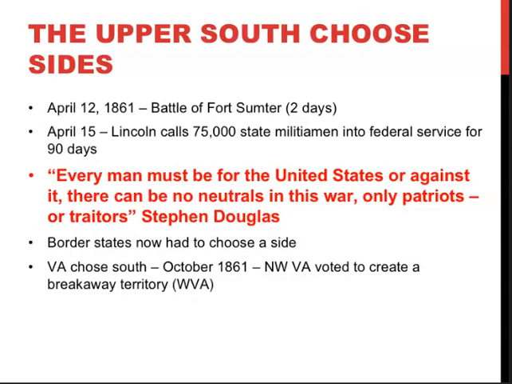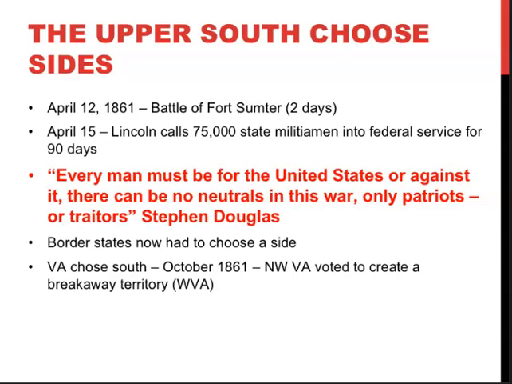April 12th, 1861, you get one of the first battles of the Civil War. The Battle of Fort Sumter lasts 2 days. April 15th, Lincoln calls 75,000 state militiamen into federal service for 90 days. The reason he only did 90 days is he thought that's how long the war was going to last. He said every man must be for the United States or against it. There can be no neutrals in this war, only patriots or traitors, said Stephen Douglas. We need to get involved and pick a side in this war.